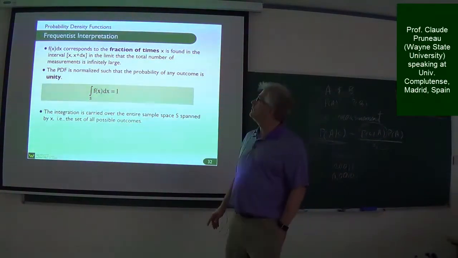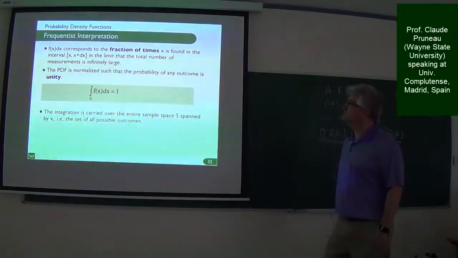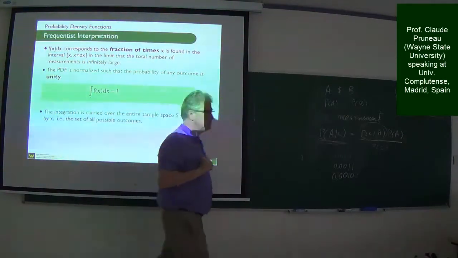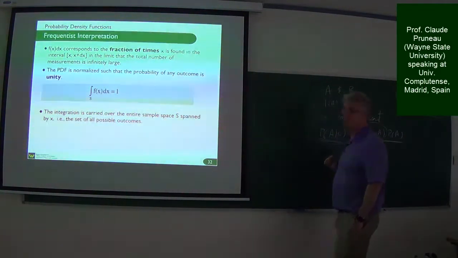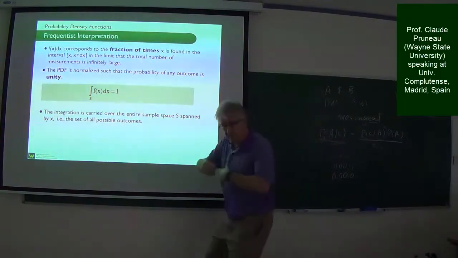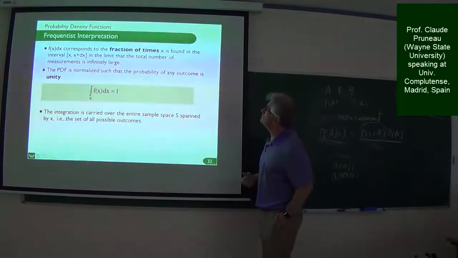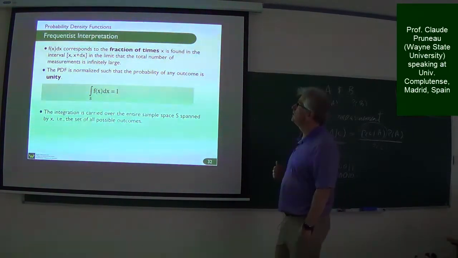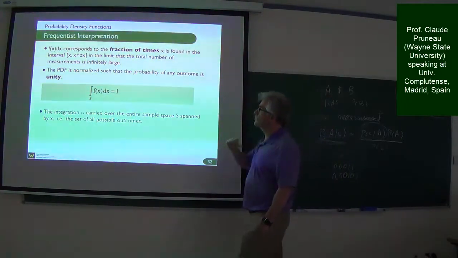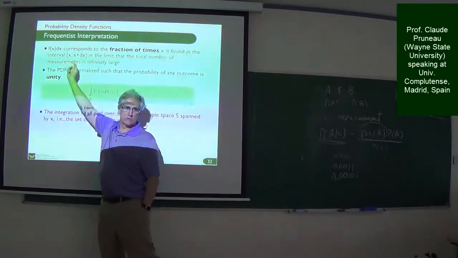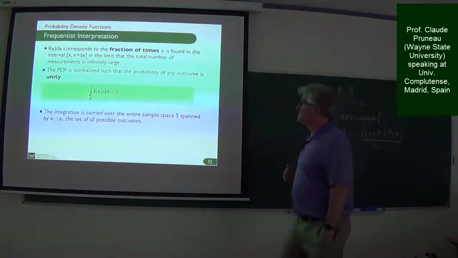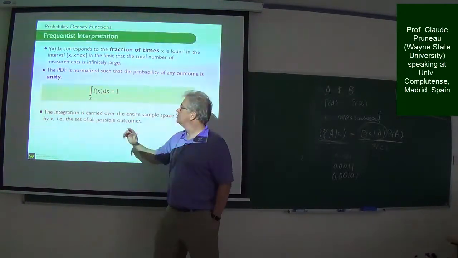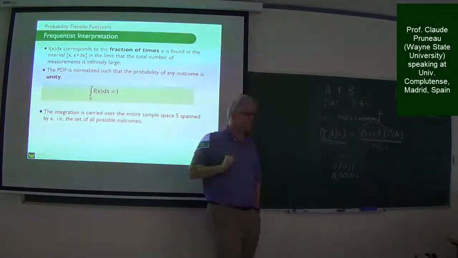And so in the frequentist interpretation, this f(x) dx corresponds to a limiting fraction. That is the fraction of times when I measure x, a random value. When I measure x a certain number of times, some fraction of the time I will observe a value of x which is inside this interval. Now, if I consider all possible intervals, that is, if I integrate over all values of x, I will get 1 by definition, by construction.